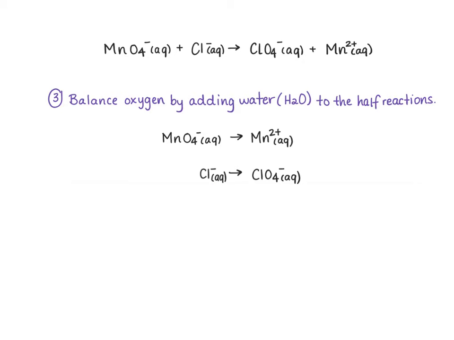Our next step is going to be to balance oxygen by adding water to the half reactions. So if we start with our manganese half reaction, we have 4 oxygens on our reactant side, so we need to add 4 waters to our product side to balance out those oxygens. For our chloride half reaction, we have 0 oxygens on our reactant side, 4 on our product side, so we will add 4 waters to our reactant side.